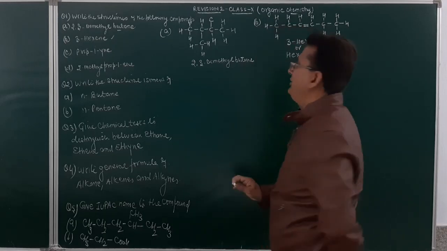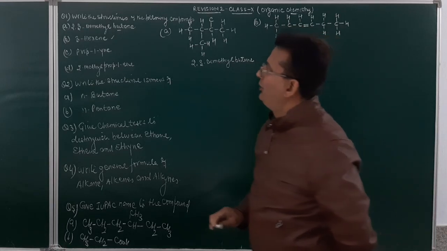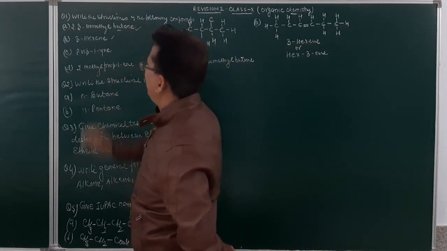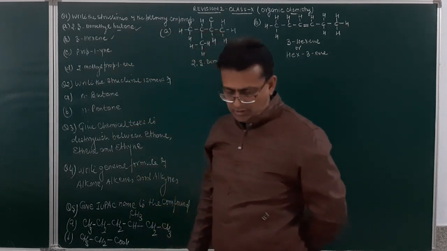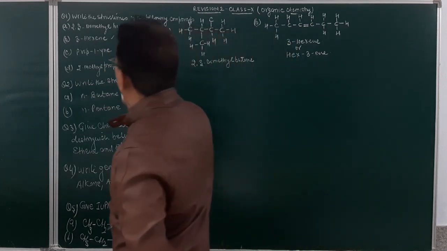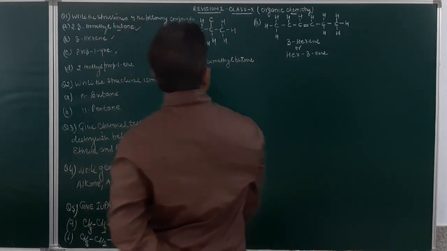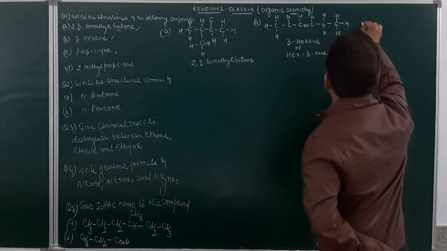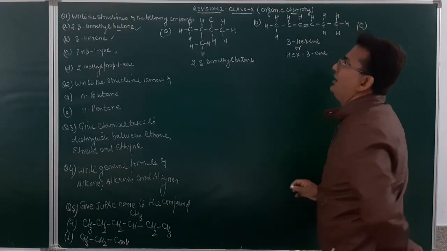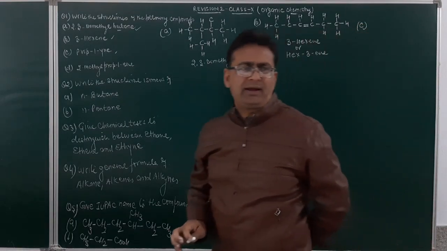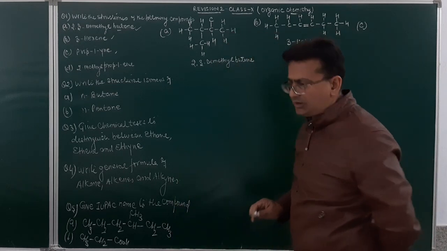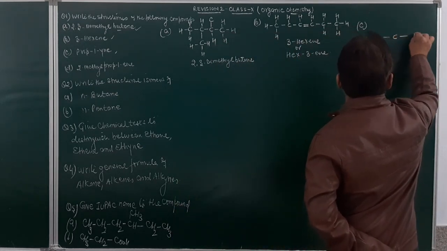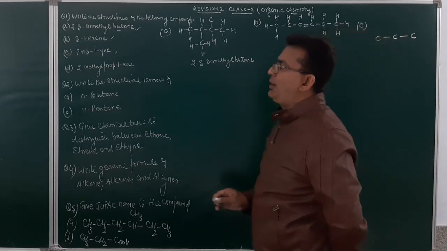Can you see this assignment? So, first one was to write down the structure of 2,3-dimethyl butane. Second one is 3-hexene. Now, number 3 is to write the structure of prop-1-yne. In prop, how many carbon atoms are here? 3. So, I will be writing the 3 carbon atoms. This is 1, 2 and 3. This is prop-1-yne.